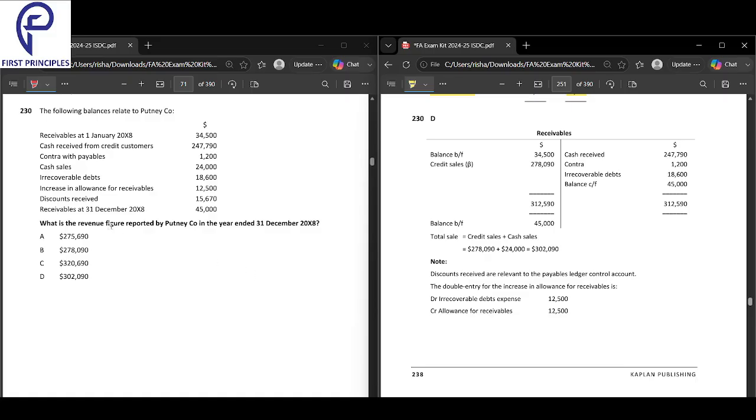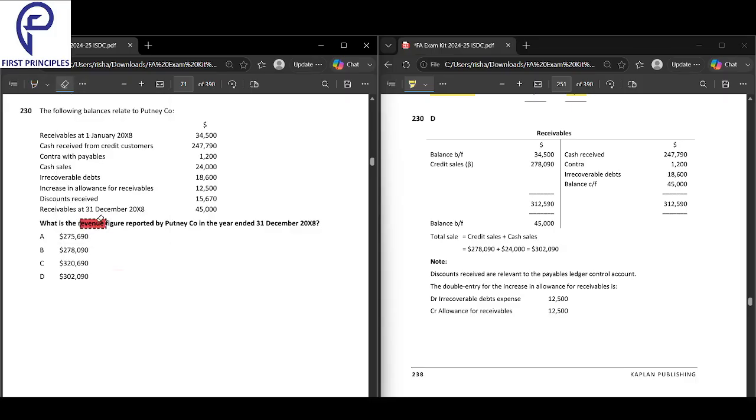So first of all, what do they want us to find? First, always figure out what they want us to find. They want us to find the revenue. How do you get revenue? Total revenue is credit sales plus cash sales. Cash sales are given. You have to just find the credit sales.